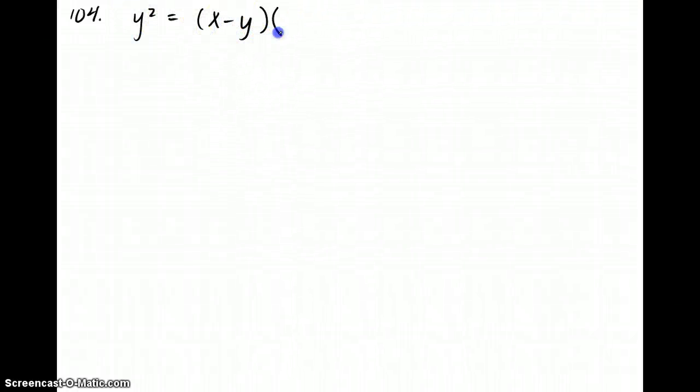Okay, continuing the review problems. Number 104, you're asked to find the derivative using implicit differentiation: y squared equals (x minus y) times (x squared plus y). Alright, there's several things we can do here.